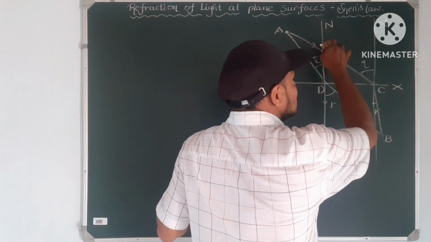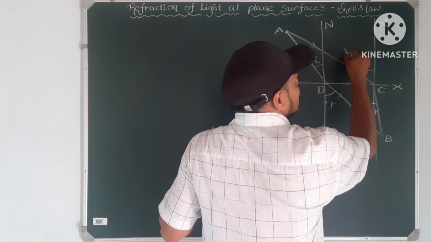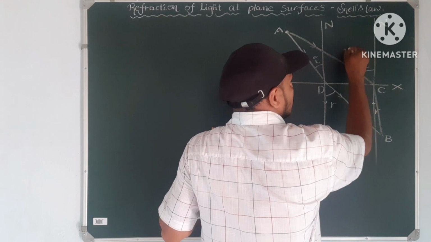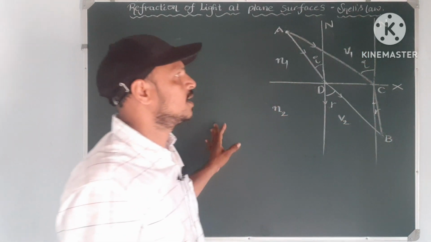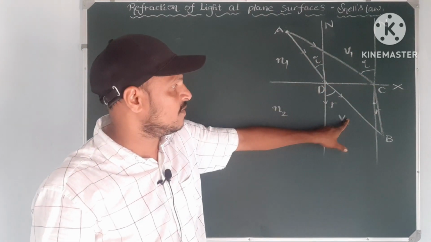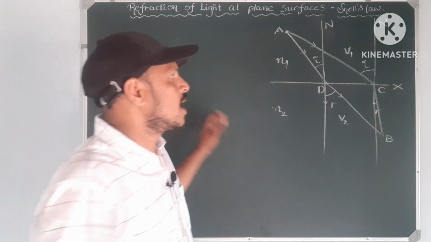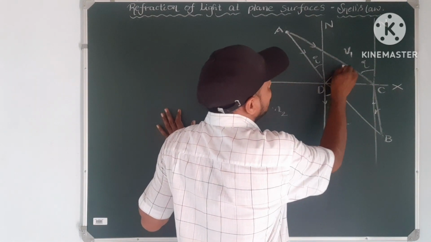And the speed here is taken as v1. Here the speed is taken as v2. Here the speed of the person is v1, here v2. And draw a perpendicular line from D to AC.